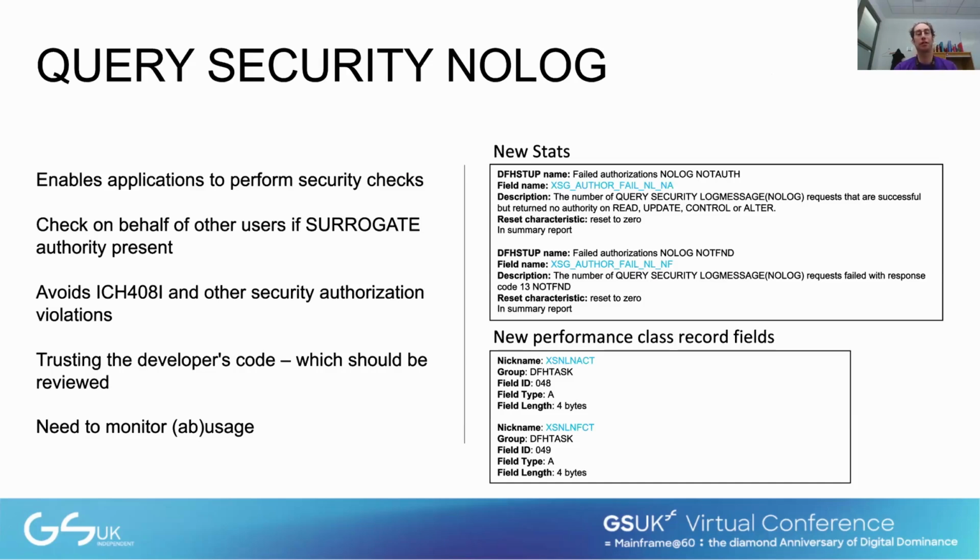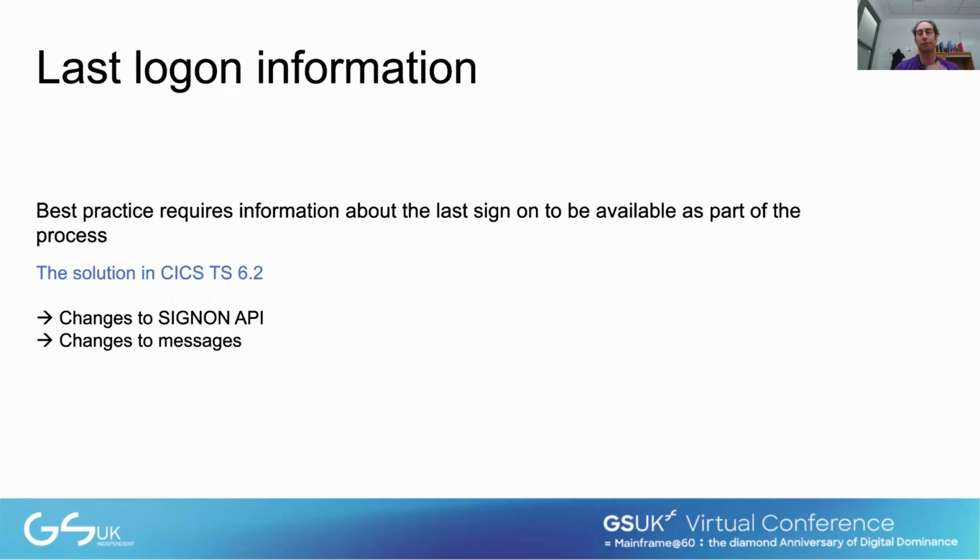Query security no log is a command that bypasses authorization violations, so you don't get any ICH408I messages coming out if you query and someone doesn't have access. So there is a potential that it could be used to query a lot of things while going undetected. So CICS has provided new statistics and monitoring information to keep account of those, so you can at least see if there appear to be any abnormal access attempts related to query security.